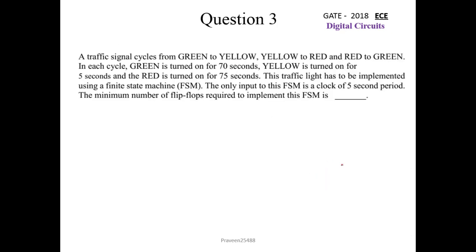Next question we have: a traffic signal cycles from green to yellow, yellow to red, and red to green. In each cycle, green is turned on for 70 seconds. So here it is given that green is turned on for 70 seconds, yellow is turned on for 5 seconds, and red is turned on for 75 seconds.